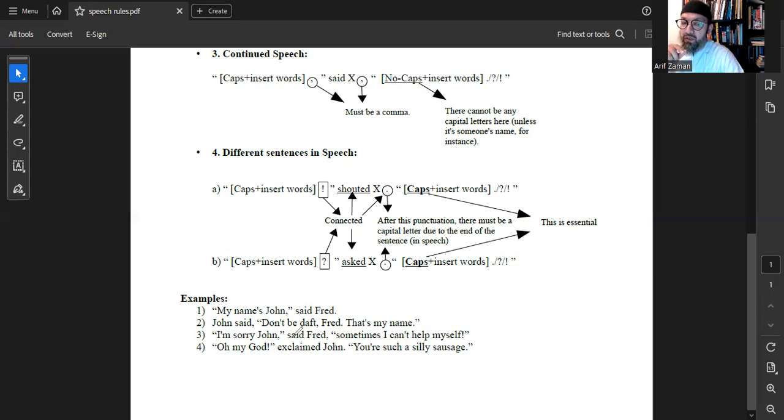The point is that we've put said Fred in the middle just to vary the dialogue, because often, if we use the standard type, we have said Fred at the end. If we use the non-standard, you'd have Fred said at the beginning. So what we're trying to do is have another type of sentence where we want to interrupt it. It's called continued speech, right? I'm sorry, John, sometimes I can't help myself, said Fred. You could have done it that way.